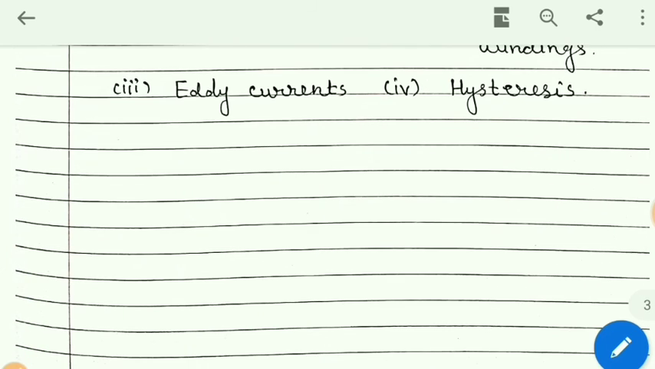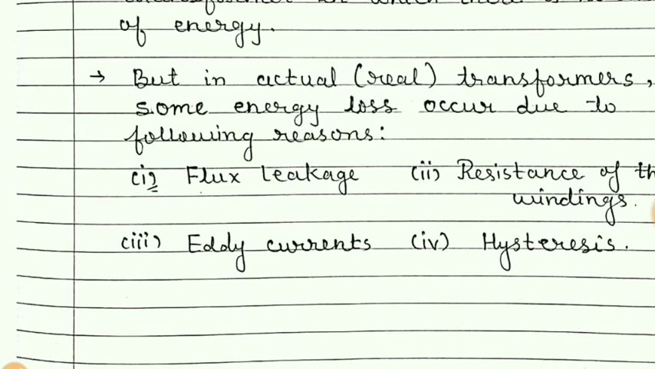So students, I hope you understood about this transformer. So here we complete our chapter. If any difficulty is there, you are free to ask.